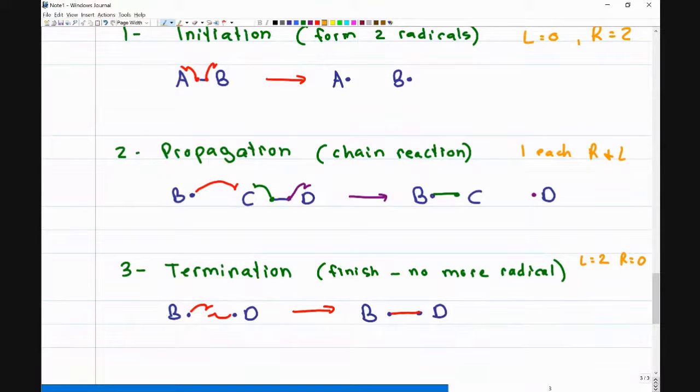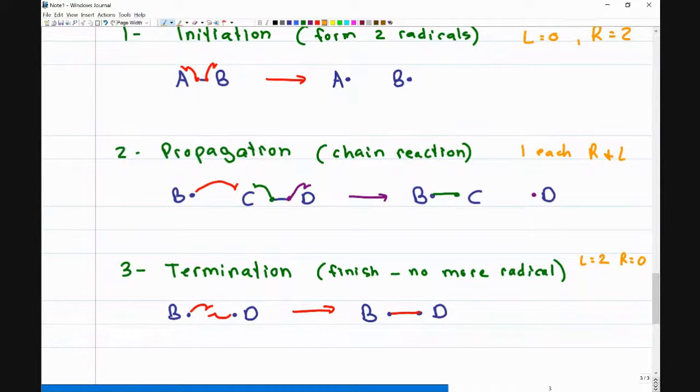If this is what you're asked for, don't worry about thinking of, oh wait, so which mechanism was this? Which reaction? Don't even worry about it. Look at your radicals. Are they on the right, the left, or both? And that is how you can quickly tell if it's initiation, propagation, or termination.